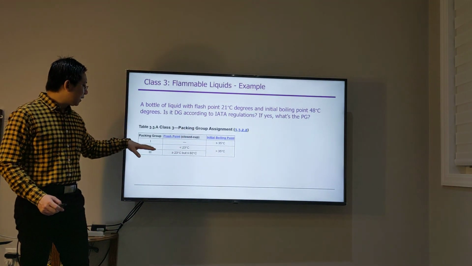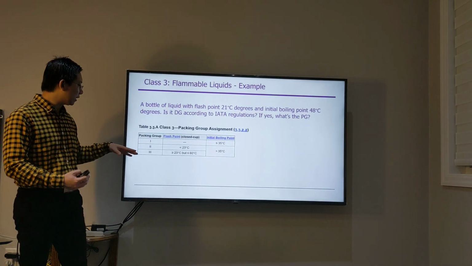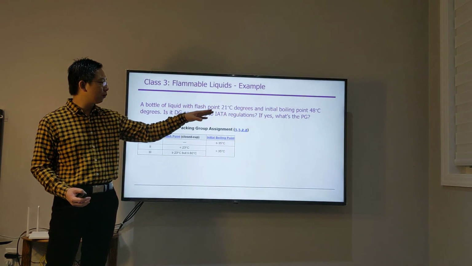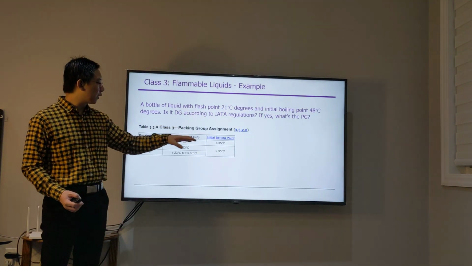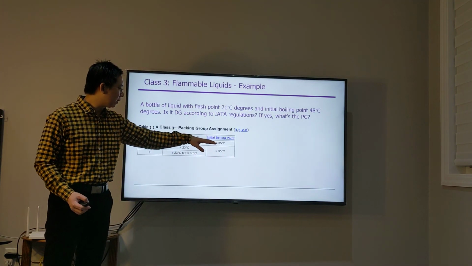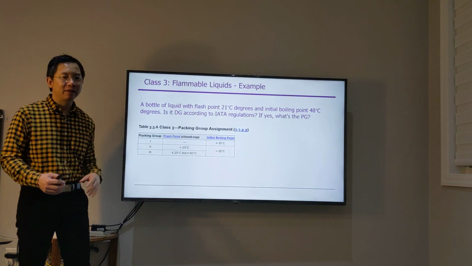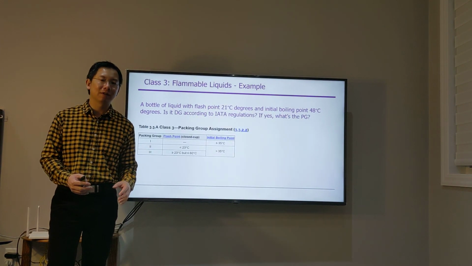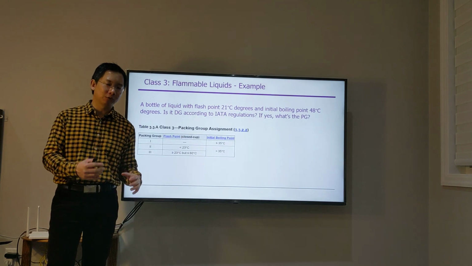So it could be packing group 2 or packing group 1. We don't have enough information here. So let's look at the initial boiling point. It's 48 degrees. 48 degrees is higher than 35, not lower. That's why packing group 2 should be applied. In other words, this is a flammable liquid, and we apply packing group 2.